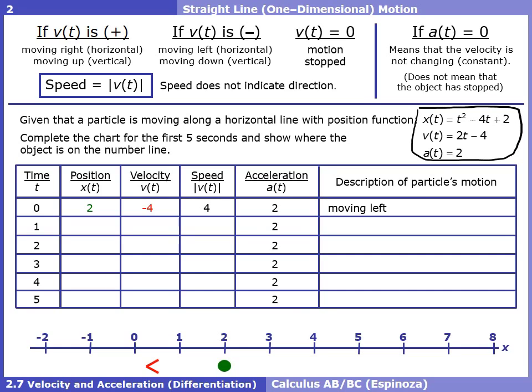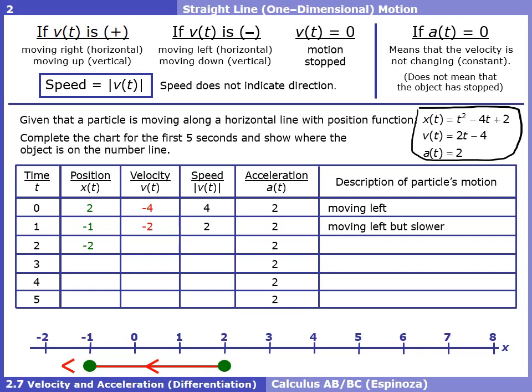Okay, so let's go through this chart a little quicker now. At time 1, our position is -1, which is great because we knew we were moving to the left. So I'm going to put another dot down here at -1. Our velocity is -2, which is indicating we're still moving to the left. Our speed is 2, the absolute value of that. So how can we describe this motion? Well, we're still moving to the left because our velocity is negative, but just a little bit slower. We went from 4 to 2, so we're still moving left, but it's a little bit slower. Okay, put an arrow going to the left at the bottom.